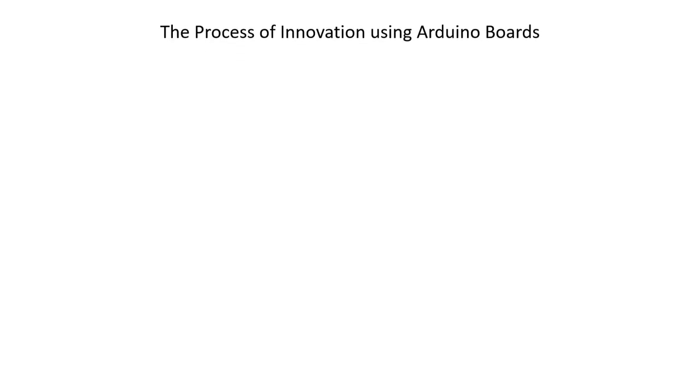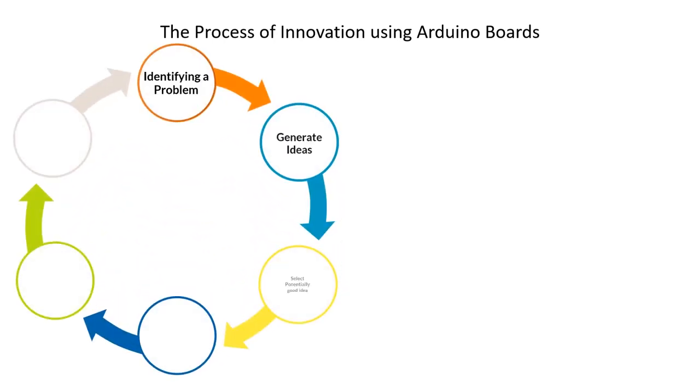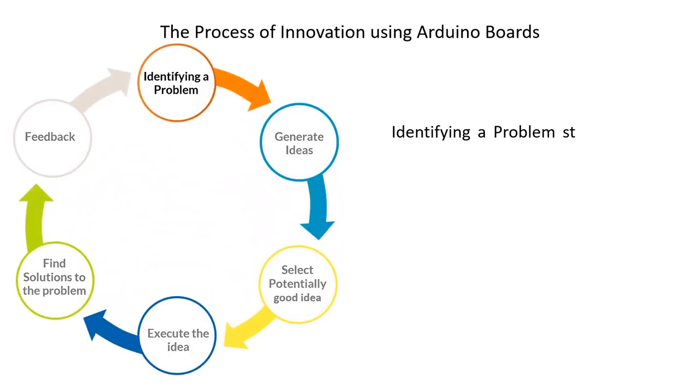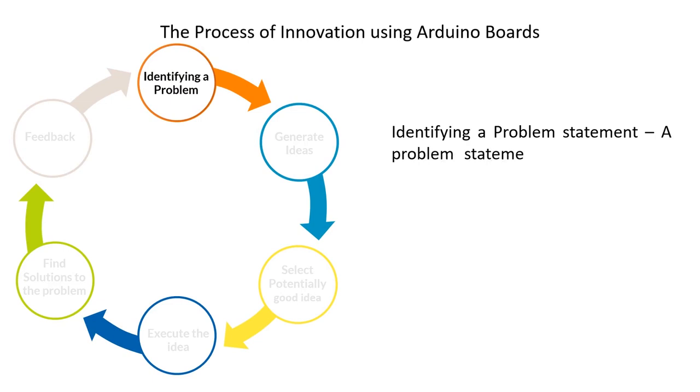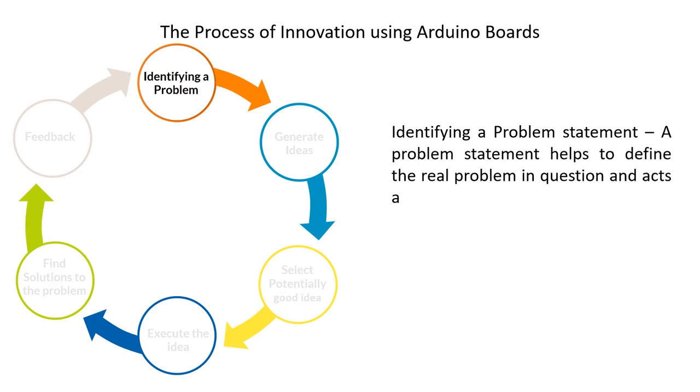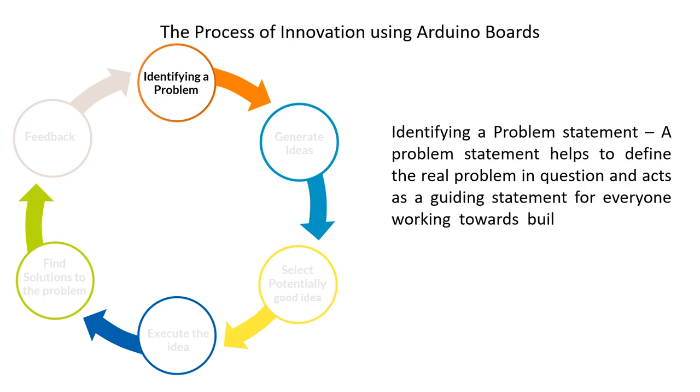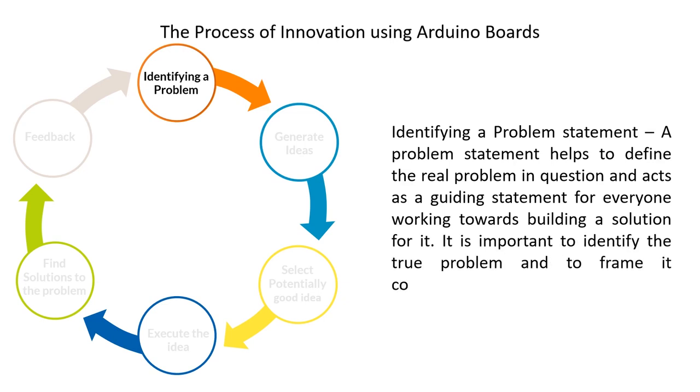The process of innovation using Arduino boards begins by step 1, identifying a problem statement. A problem statement helps to define the real problem in question and acts as a guiding statement for everyone working towards building a solution for it. It is important to identify the true problem and to frame it correctly.